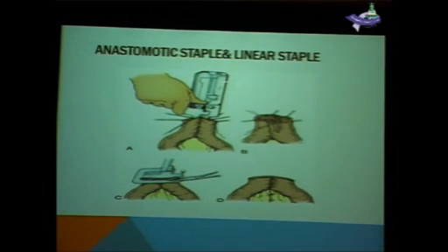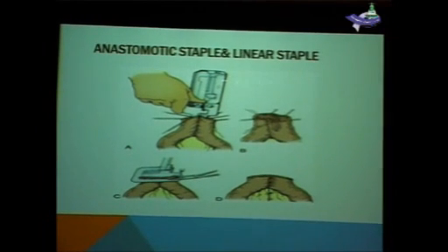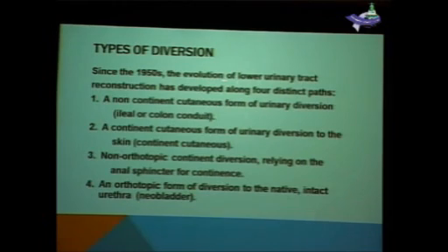We use the endo-GIA for re-anastomosing the segments later on. So we cut in between these 2 segments to make a wide open anastomosis. This is side to side. And then we close with TA60, as you see here.